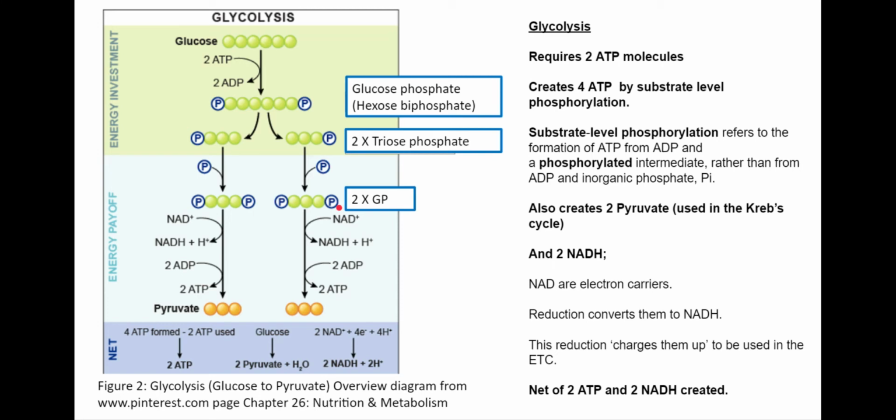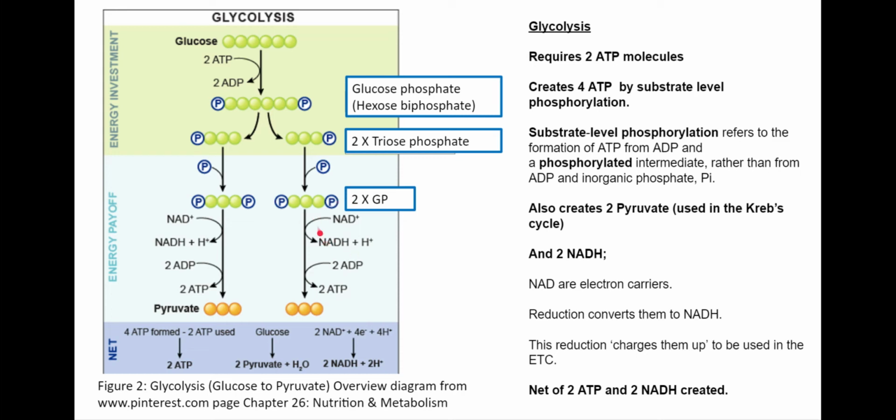Now, why is that important? Well, these phosphates are going to be added to 2 ADP molecules to make 2 ATP molecules. And that's two of the molecules that we're making in this cycle. However, what do we also make? Well, the NAD is reduced to NADH, and this is an electron carrier. It's important in the electron transport chain where each NADH molecule will make 3 ATPs.